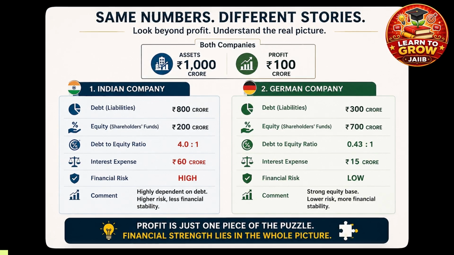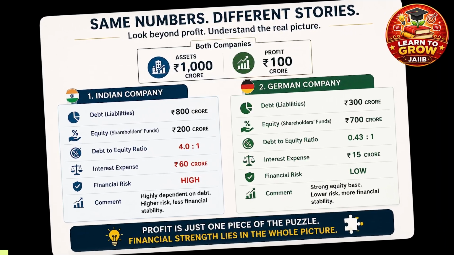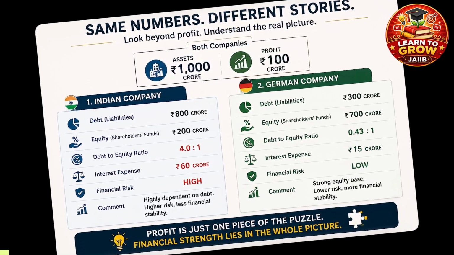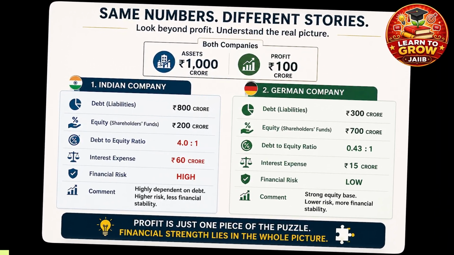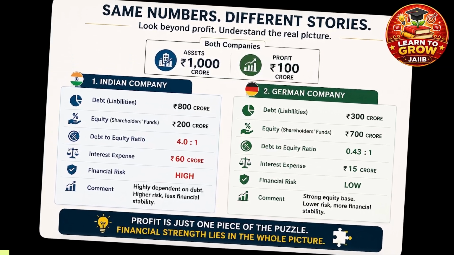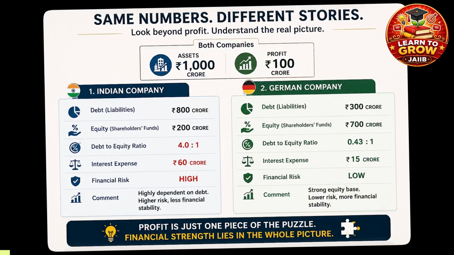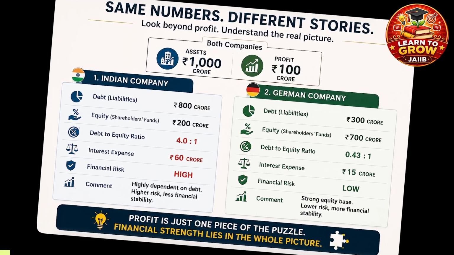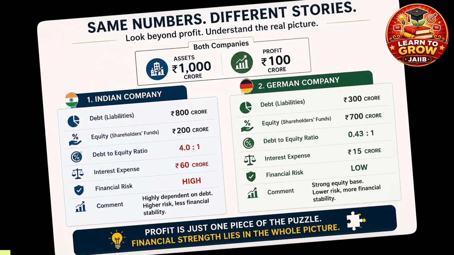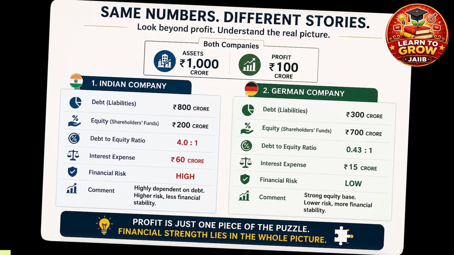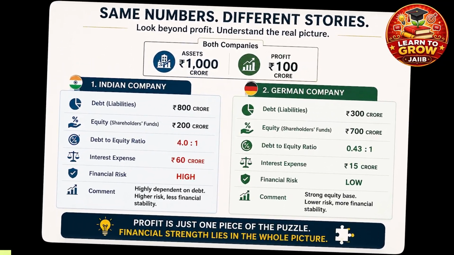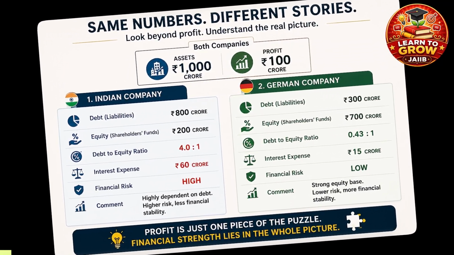Now let's start with a story. Suppose you have this financial sheet for two different companies. One company is in Germany and the other one is in India. Now, both the companies' financial sheets, or let's say balance sheets, say that both of them have an asset of 1000 crore, and both of them on a particular date have booked a profit of 100 crore.